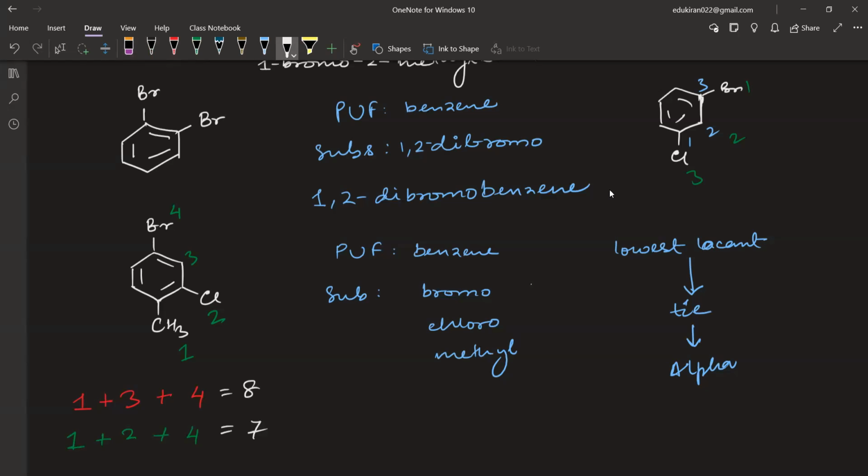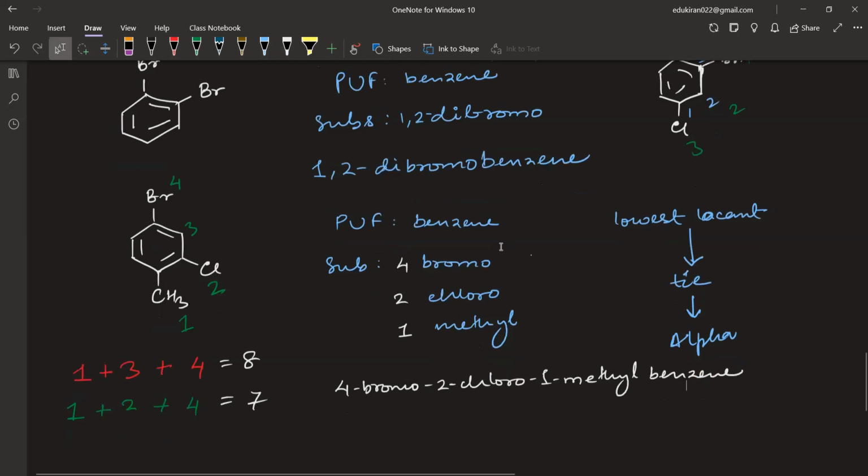Okay. So the bromo is in the 4th position, chlorine is in the 2nd position, methyl is in the 1st position. So we'll write 1 methyl. No, sorry, we did this wrong. What you write is always in the alphabetical order. So this will be 4-bromo, 2-chloro, 1-methyl, benzene. Is this clear? Yes or no? Please tell me. Yes, sir. Okay.